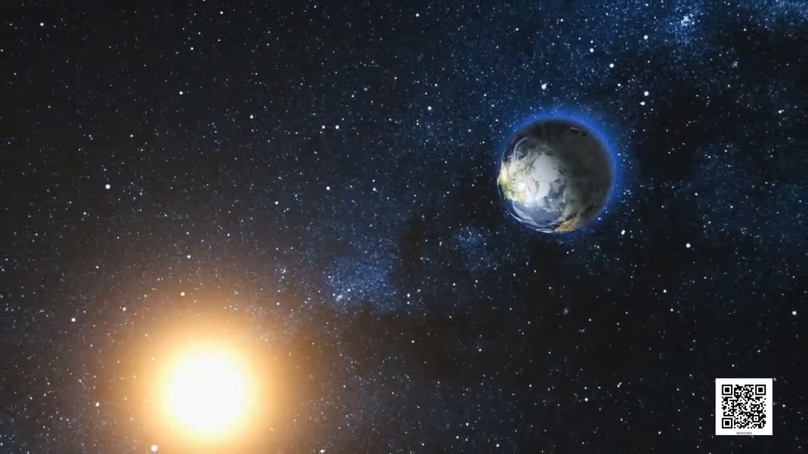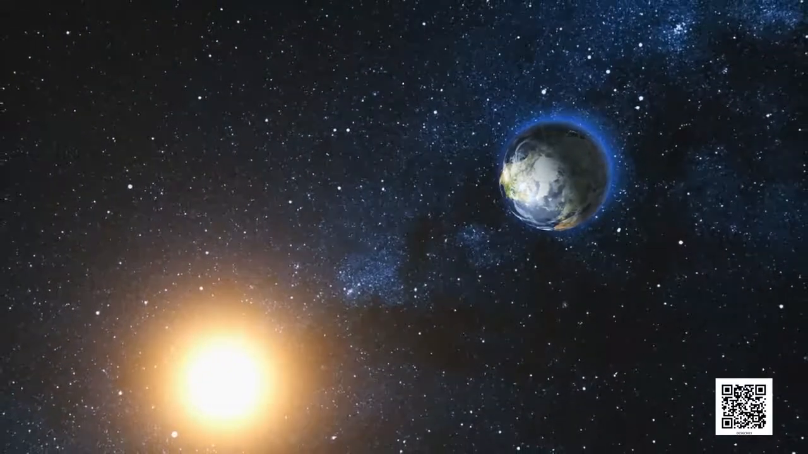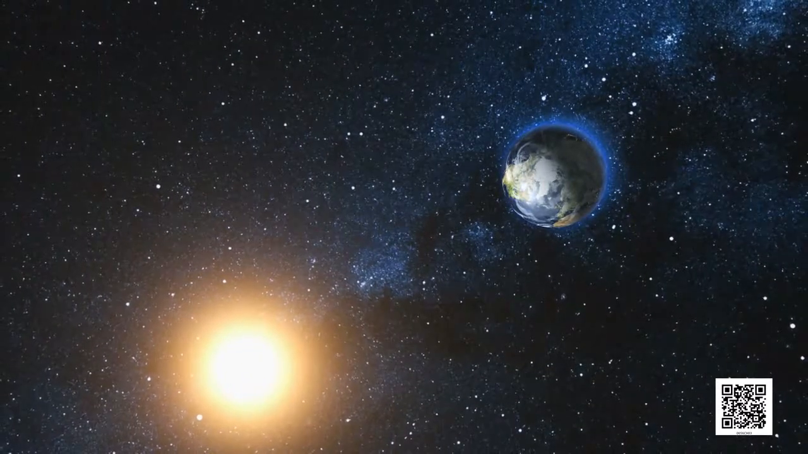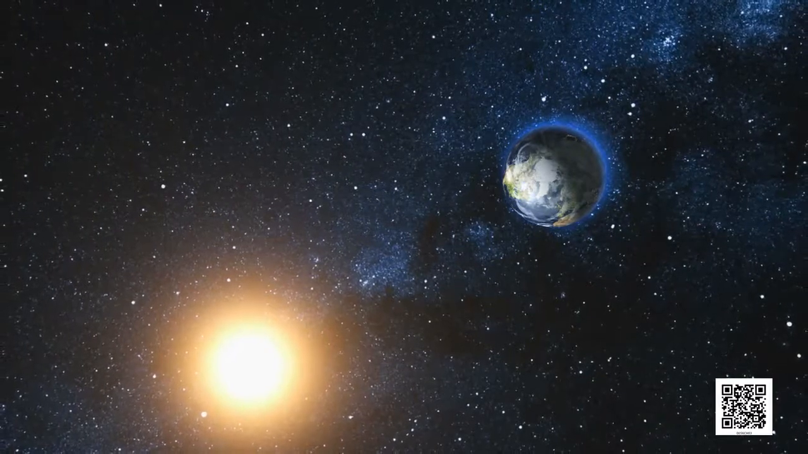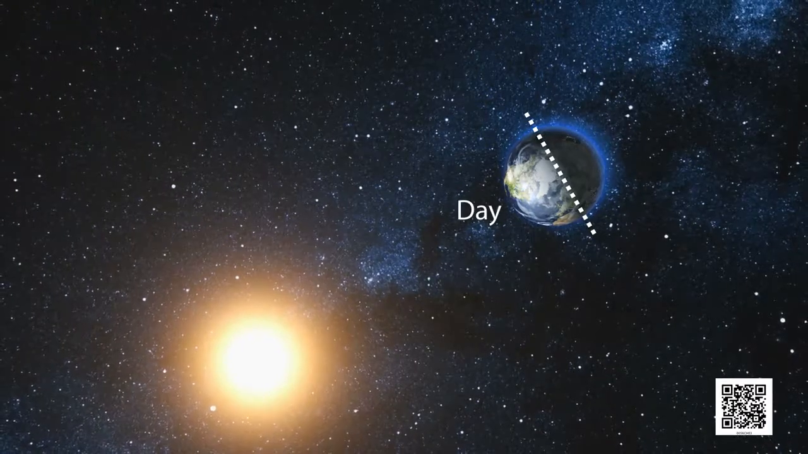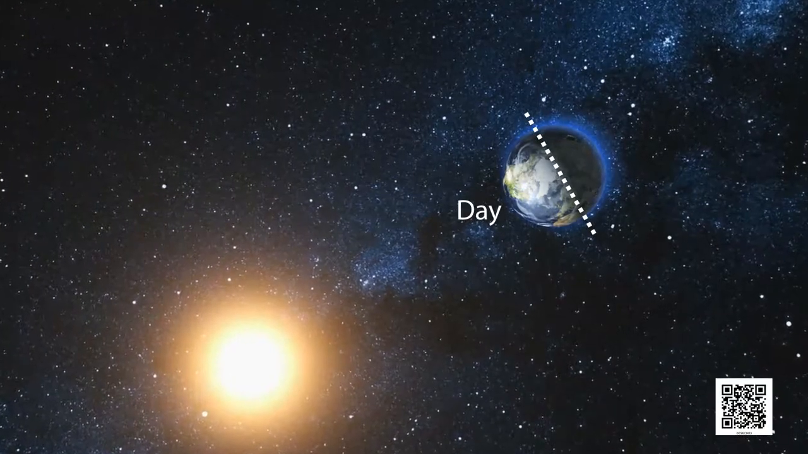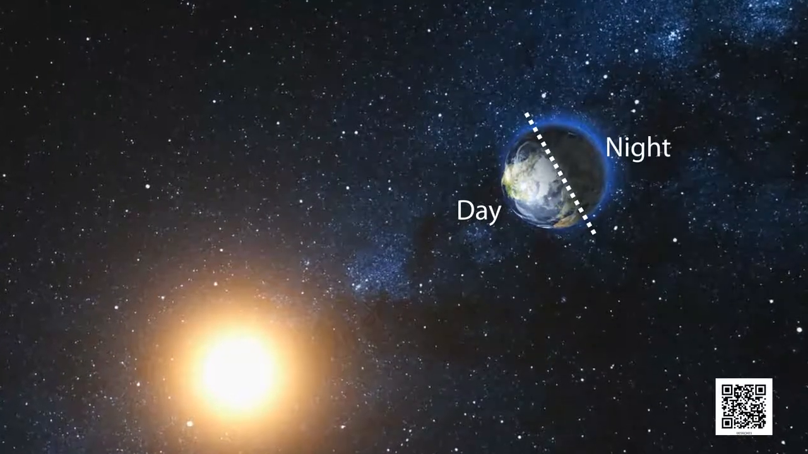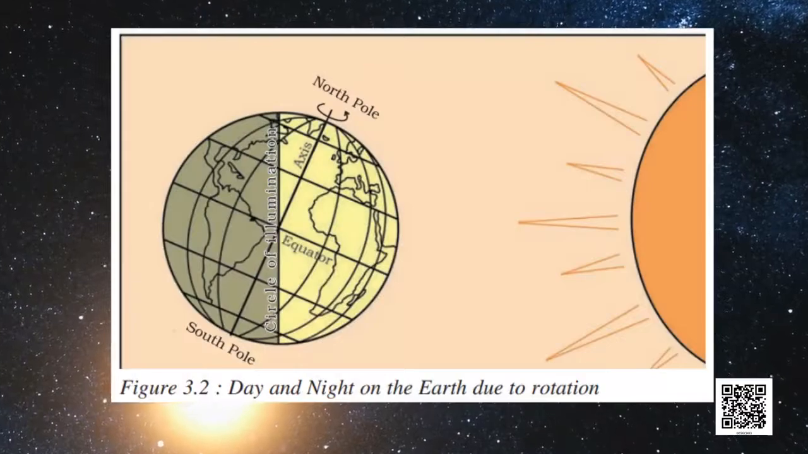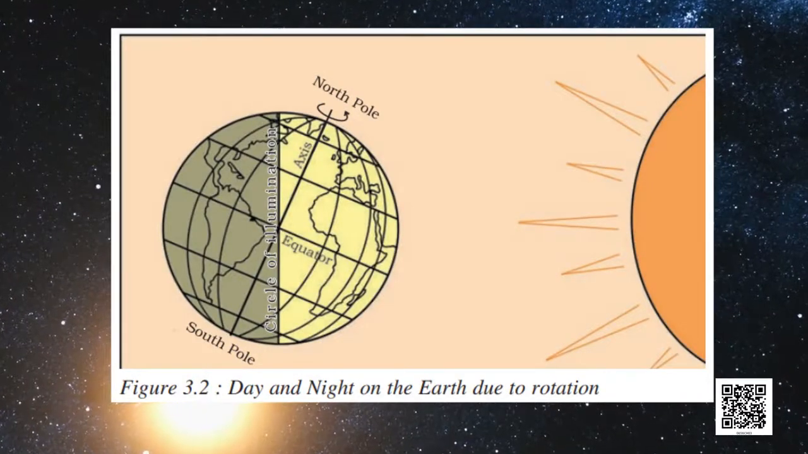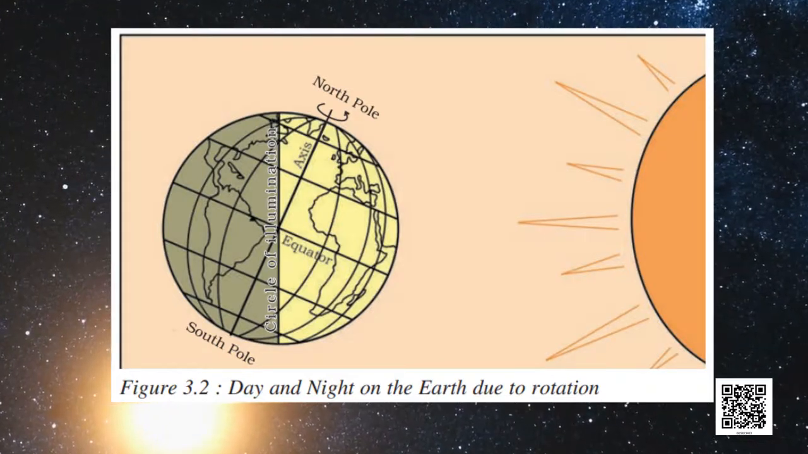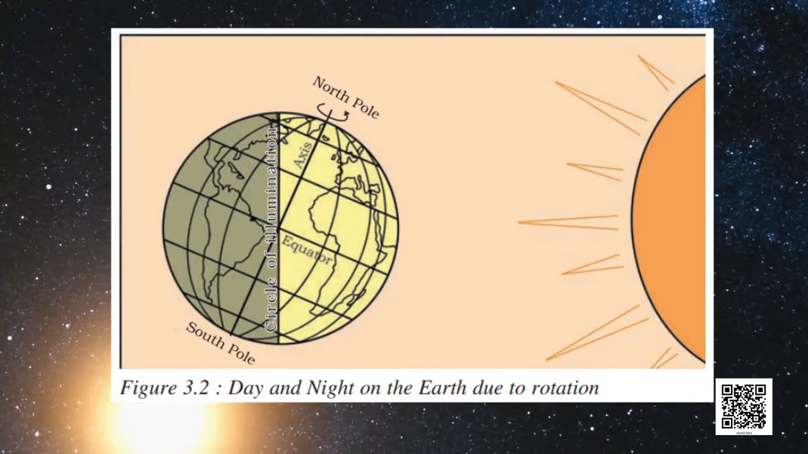The Earth receives light from the Sun. Due to the spherical shape of the Earth, only half of it gets light from the Sun at a time. The portion facing the Sun experiences day, while the other half away from the Sun experiences night. The circle that divides the day from night on the globe is called the circle of illumination. This circle does not coincide with the axis, as you see in the picture.